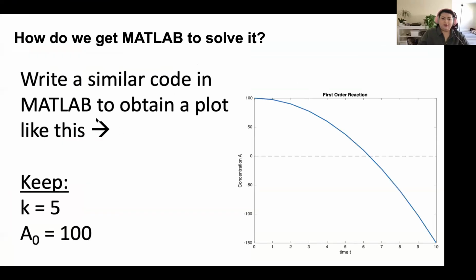Okay, so just take, I don't know, let's do 3 minutes, maybe 4 minutes to write a similar code in MATLAB to obtain a plot that will look something like this. And you can let, okay, so A0 is supposed to be B. So let B be 100 and k be 5, and you should get a plot that looks something like this. And I can show you the solution once we come back. So let me just pause the recording while we take, let's do 4 minutes.